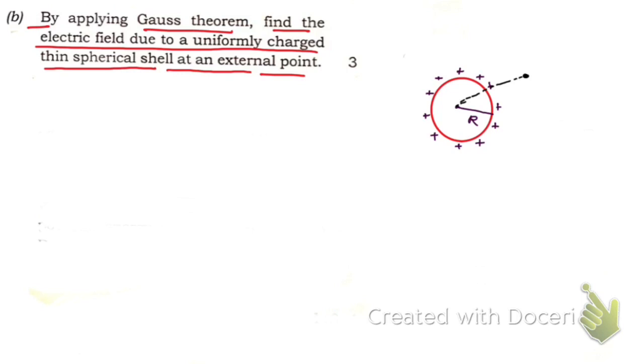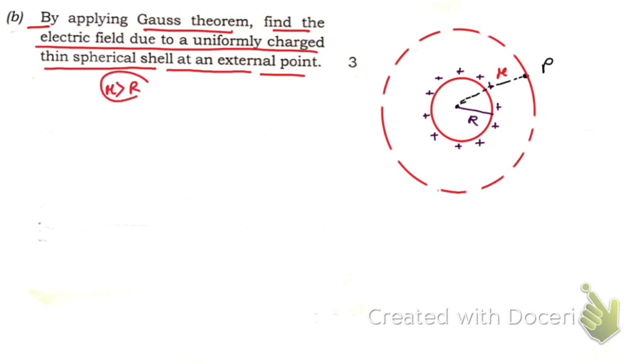In order to apply Gauss law, let us consider another concentric sphere through this point P. This is called the Gaussian surface, and its radius is, suppose, small r. Now we are considering the condition small r greater than capital R.